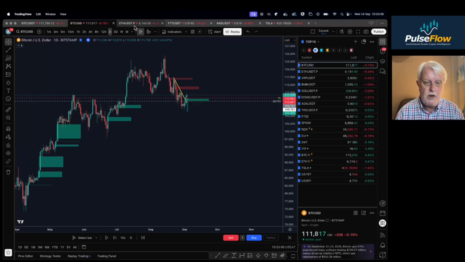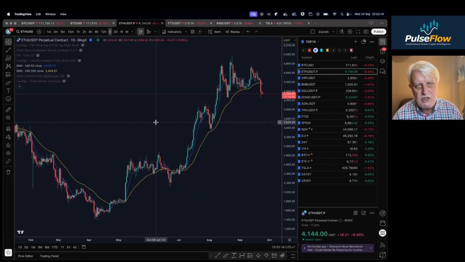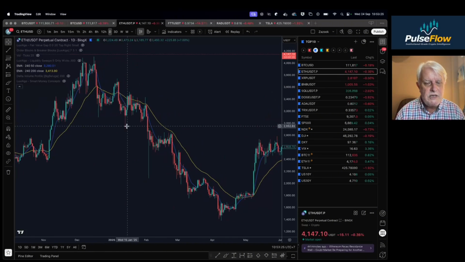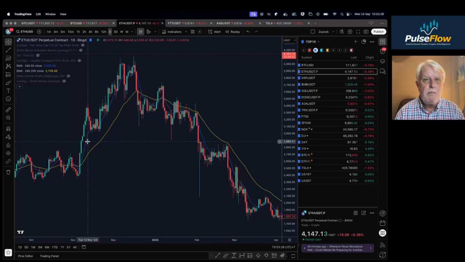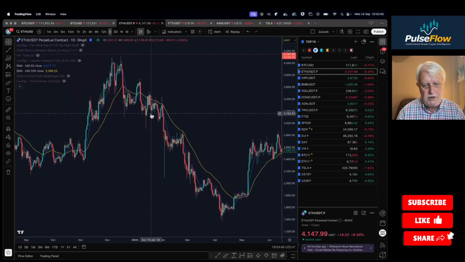So let's move to Ethereum. You can see a blue and yellow line here. Now this is on the 4-hour chart. I'm actually showing you the 1-day chart, but these are locked to the 240 minutes, which is the 4-hour chart. And it's a 50 EMA and a 200 EMA. And what our system does is say, well, if the blue, the 50, is above the 200, you're in an uptrend. And the reason I use the 4 hours and not a day is because crypto's pretty fast moving and the Pulse Flow signals are more for day and swing traders.